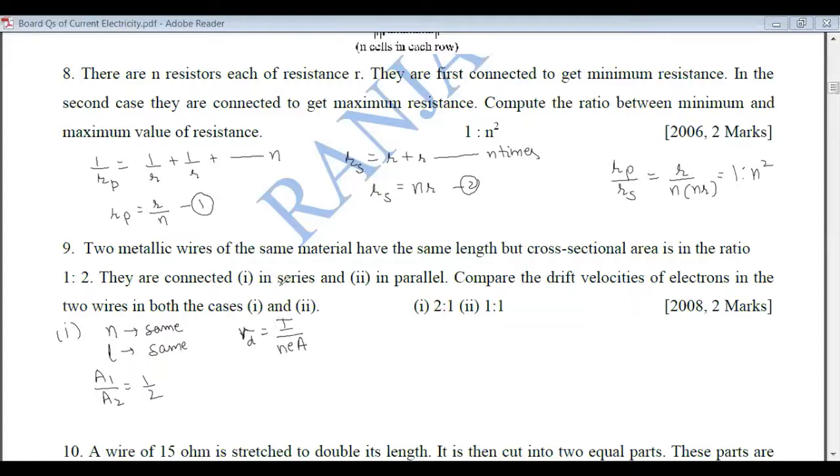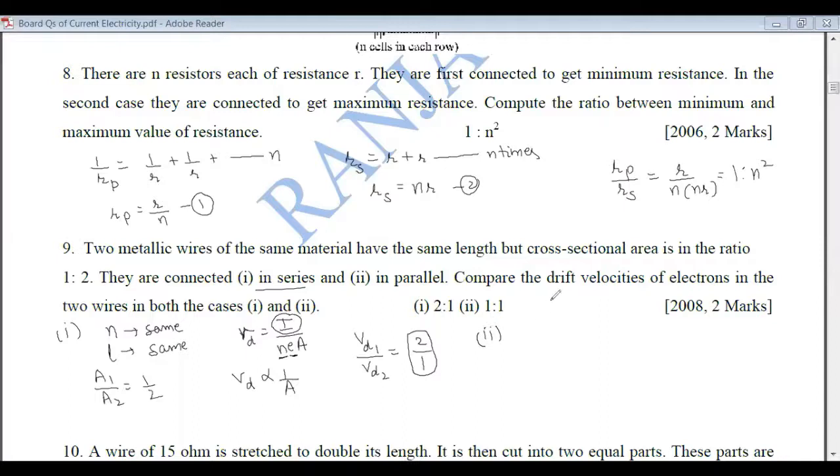Okay, the first case is the series combination. In series combination, the current remains the same. To both the wires, the current will be the same. Charge on the electron is the same. The number density of the electrons is the same as the material is the same. So the drift velocity is inversely proportional to the cross-sectional area. So in series combination, the ratio of the drift velocities of the two wires VD1 to VD2 will be equal to 2 is to 1.